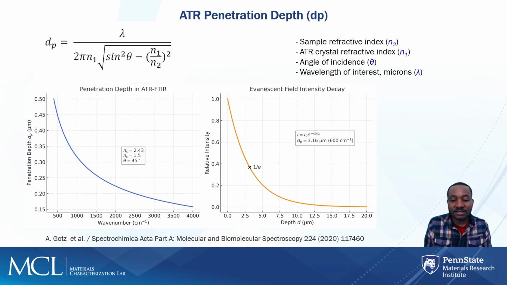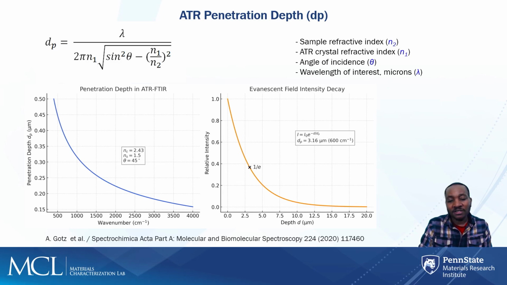So in this case, the infrared light is propagating about 3.6 microns into your sample, and we've got 1 over e in terms of the electric field intensity. And that is what's going to define our penetration depth or information depth in this case.